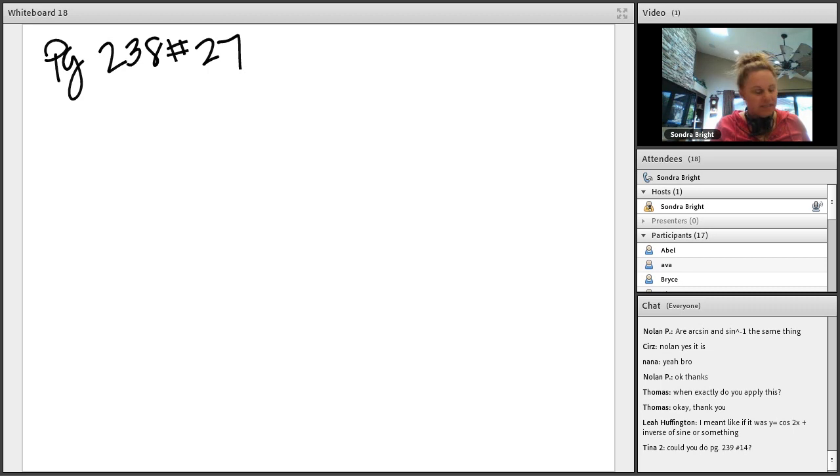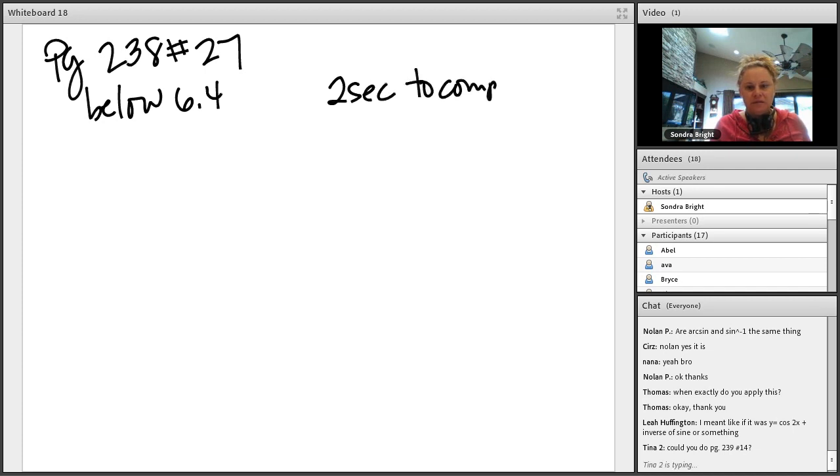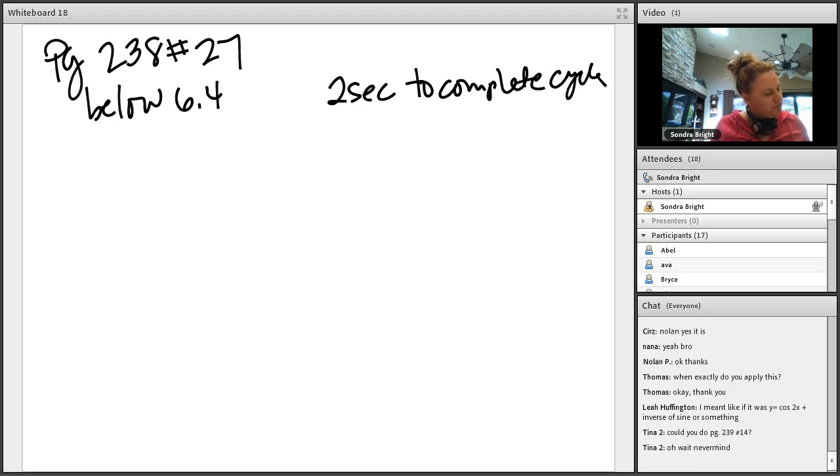A weight is suspended from a spring and it's set into oscillating motion by pulling it to a point 6.4 centimeters below its resting position and then releasing it. It takes 2 seconds to complete one cycle. Determine an equation describing the position of the weight at time t seconds, letting 0 represent its rest position.